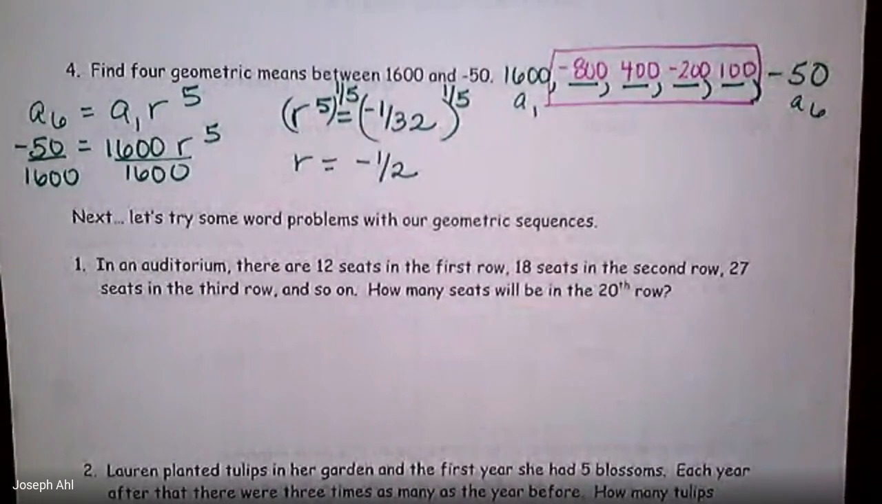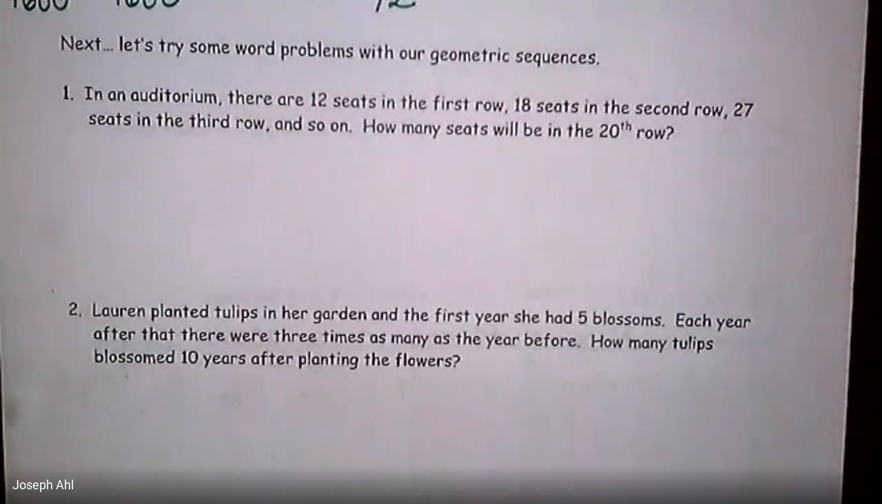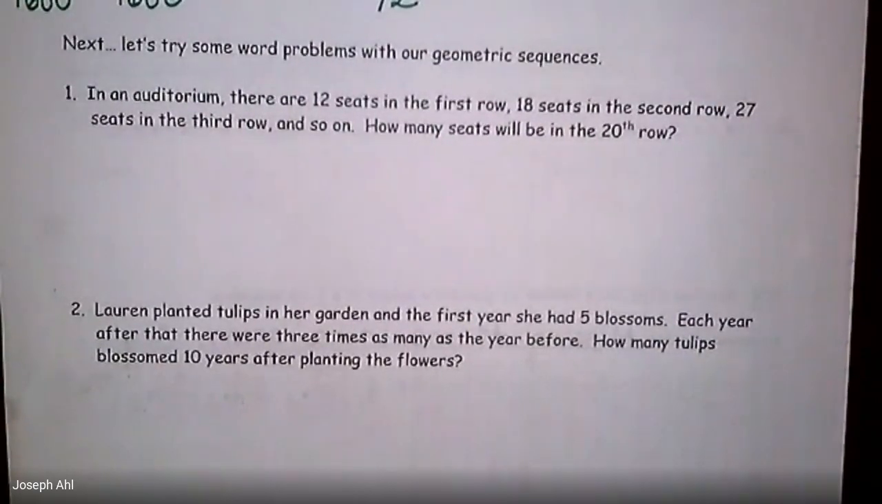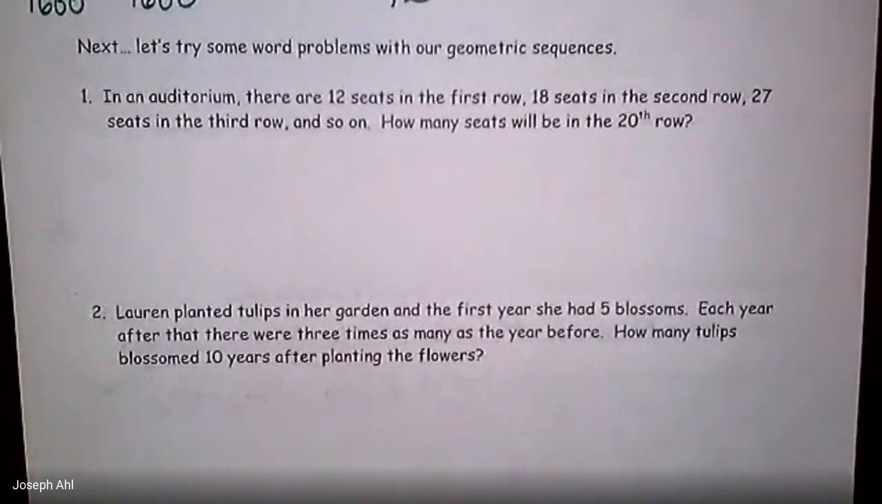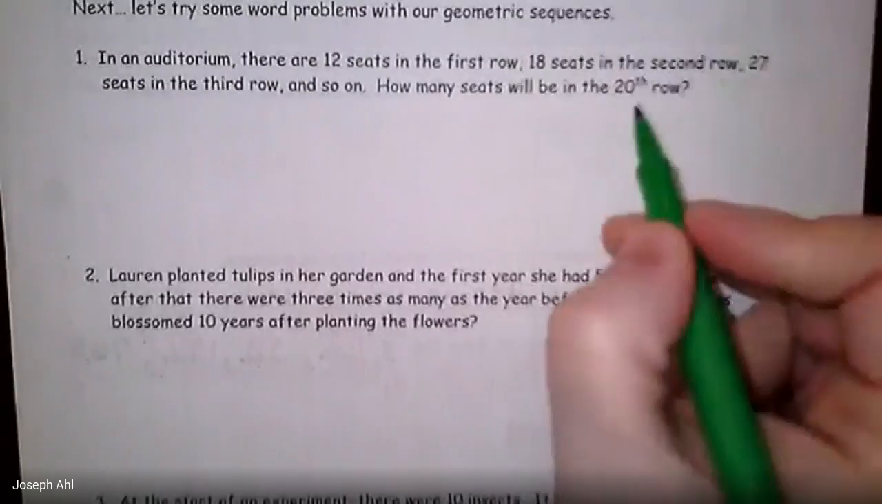Okay, what we're going to see now is maybe some quick word problems that can be modeled using geometric sequences. You saw the same thing happen in the last unit with arithmetic sequences. There were some good word problems that modeled that type of pattern in numbers. So the first question says, in an auditorium, there's 12 seats in the first row, 18 in the second row, 27 in the third row. How many seats will there be in the 20th row?